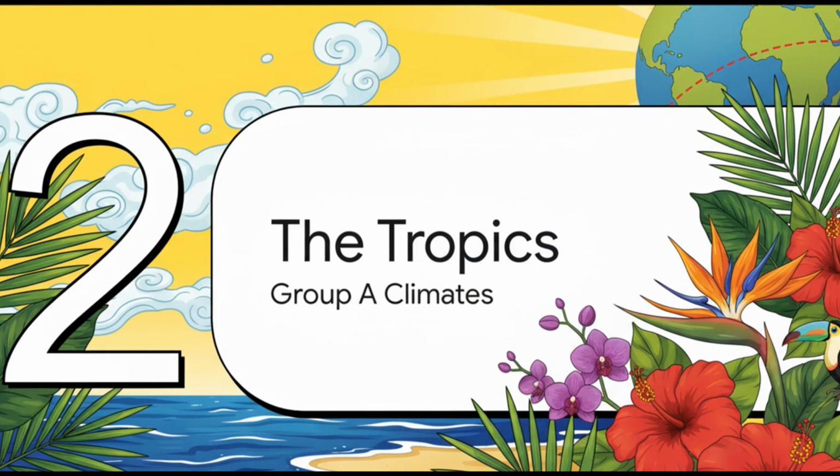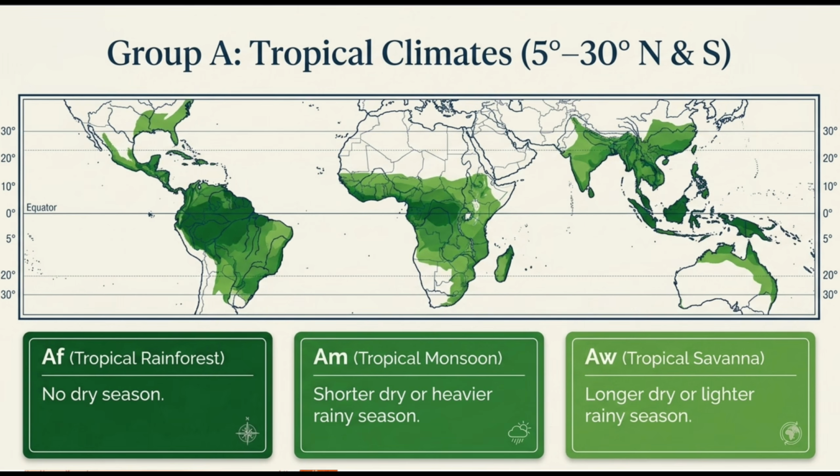The tropics, Group A climates. We're starting at the zones hugging the 0 to 30 degree latitudes. This is the realm of uniformly high temperatures, hovering around 27 degrees Celsius. But what's really terrifying is that global warming is actually pushing the Hadley cell poleward. That means these Group A zones are physically expanding, which is leading to longer dry spells and way wetter floods.